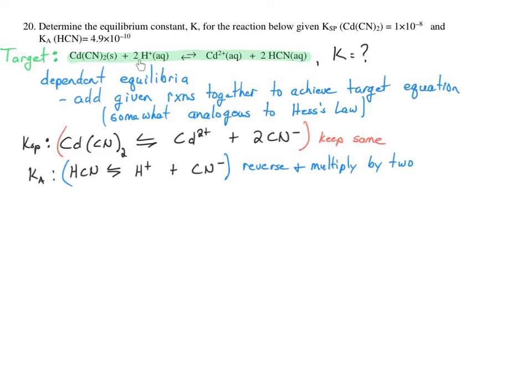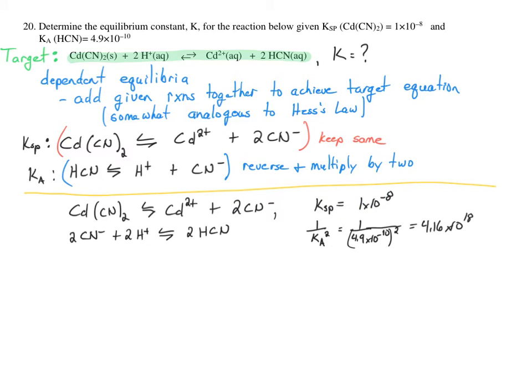If we look at our target equation again, we see we want 2 moles of H plus in the reactants. Our second equation has 1 mole of H plus in the products. So we want to reverse this reaction and multiply each coefficient by a factor of 2. Our first equation didn't have anything done to it, so its value of K is unchanged. The K is equal to KSP.